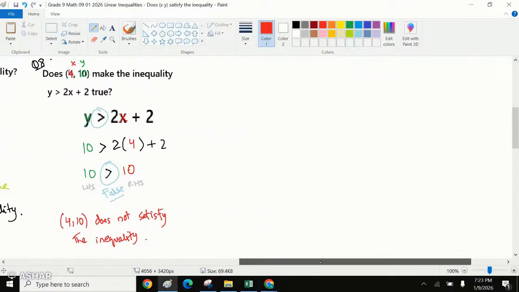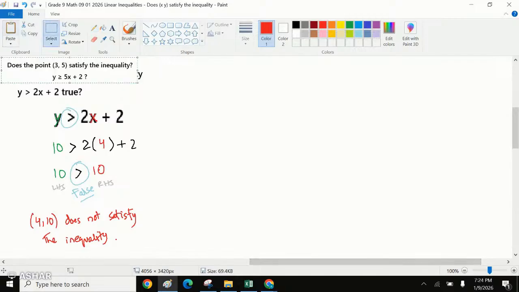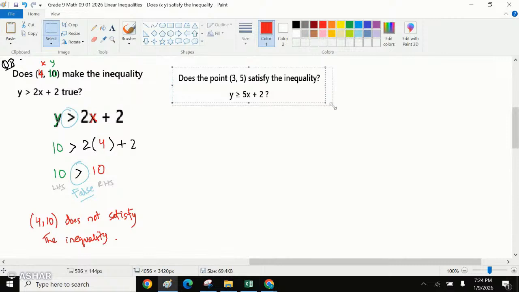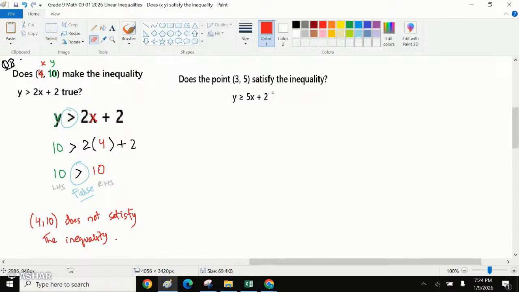Okay, so for question number 9, I'll just redo it. Okay, this is question number 9. Does the point x comma y satisfy the given inequality? Let's substitute. y was 5, which should be, this is read as, y is greater than or equal to.